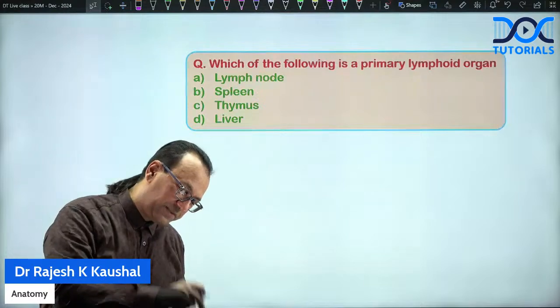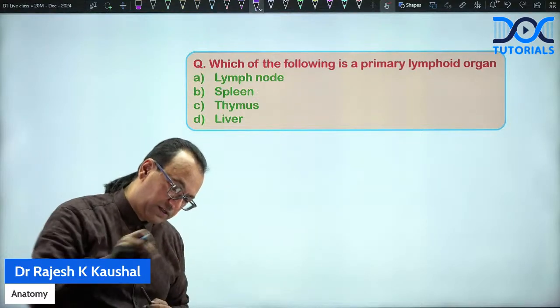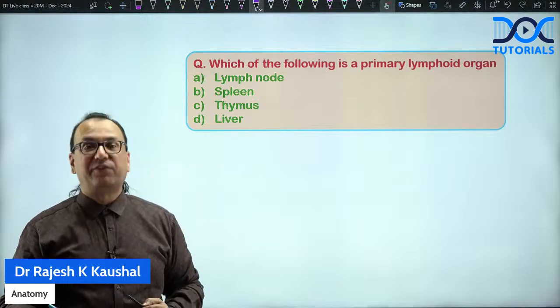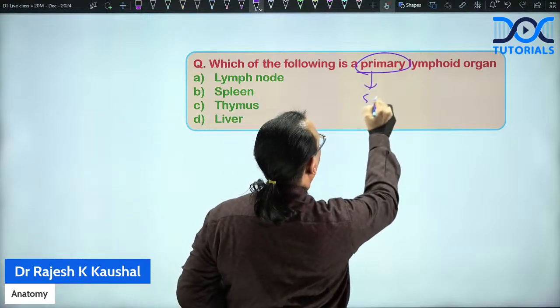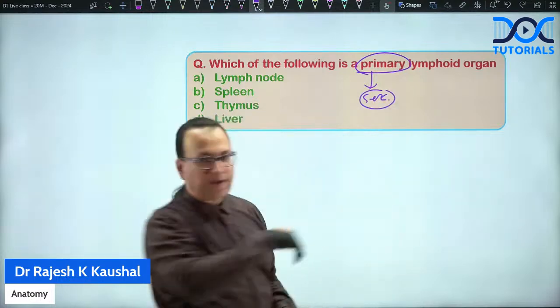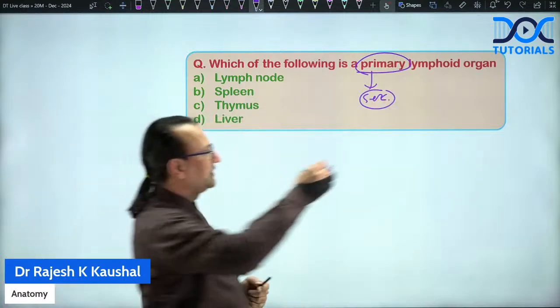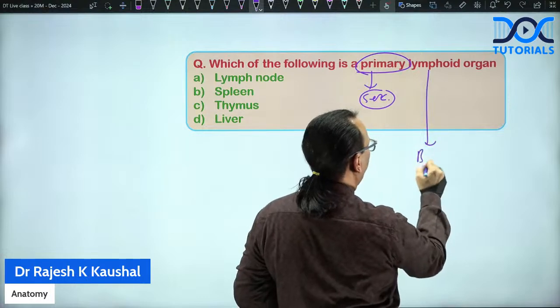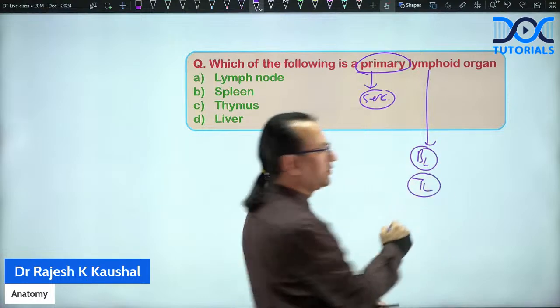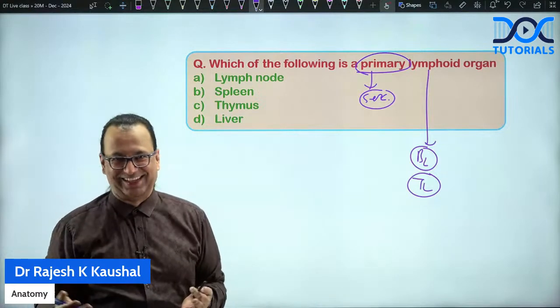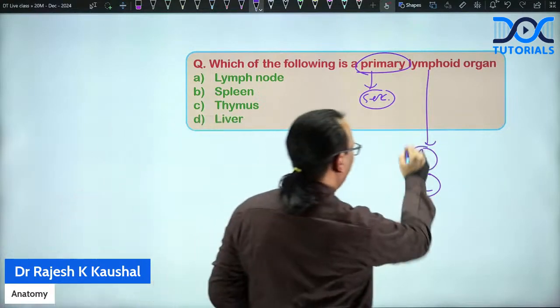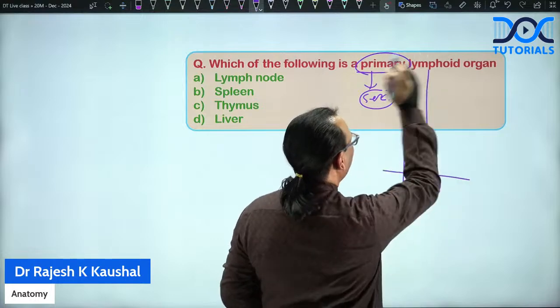So this question is asking us which of the following is the primary lymphoid organ. When you say primary, there'll be a secondary also. What is the difference? The chief difference between primary and secondary lymphoid organs is that they have lymphocytes, the B lymphocyte and T lymphocyte. We were talking about Dr. Sonu, and the topic has come to immunology. So B lymphocyte and T lymphocyte, and these are lymphoid organs.